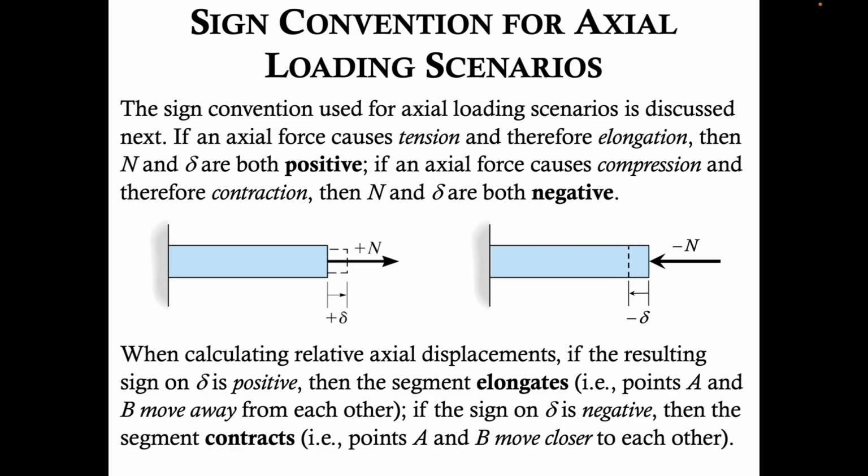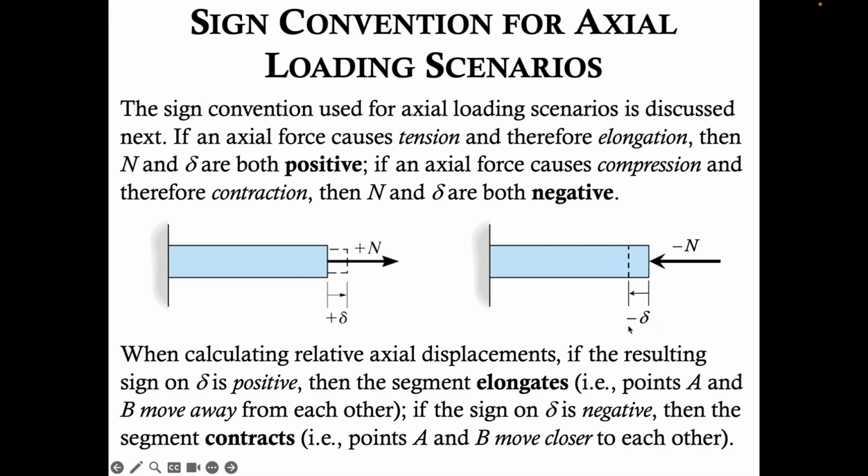Lastly, let's mention the sign convention for axial loading scenarios. The sign convention used for axial loading scenarios is discussed next, and it's very important to keep this consistent and to use it properly. If an axial force causes tension and therefore elongation, then N and delta are both positive. If, on the other hand, it causes compression and therefore contraction, then N and delta are both negative. And those are being illustrated here. In this case, we have a tensile normal force that causes elongation, so N is positive, delta is positive. Here we have an axial force that causes compression, a compressive load, and therefore N is negative and delta is negative.